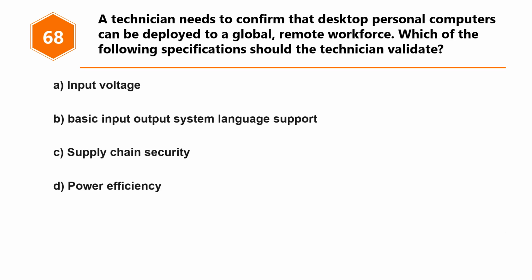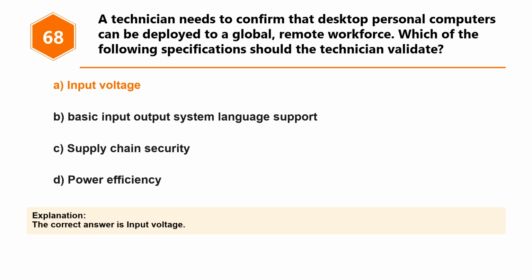Question 68. A technician needs to confirm that desktop personal computers can be deployed to a global, remote workforce. Which of the following specifications should the technician validate? Option A, input voltage. Option B, basic input-output system language support. Option C, supply chain security. Option D, power efficiency. The correct answer is option A, input voltage.